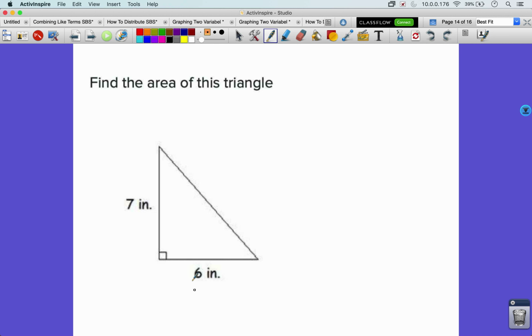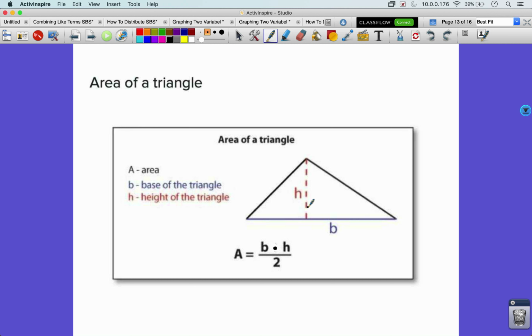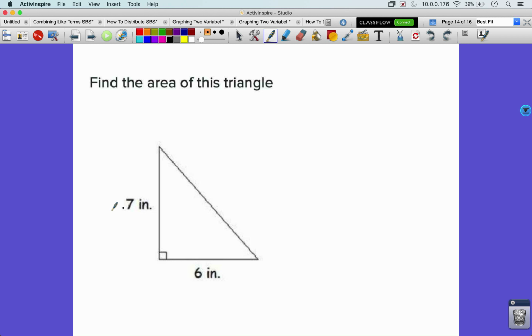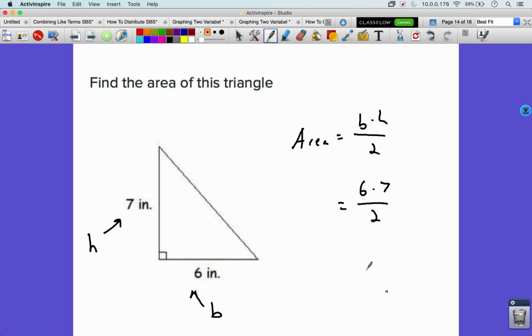Let's find the area of this triangle. When this meets at a right angle, then this side length is the height. Otherwise, we use again a dotted line, and that's our right angle. All right, so we can use the 7 as our height. We can use the 6 as our base, and then the area equals base times height divided by 2, which equals 6 inches times 7 inches divided by 2. I won't write the word inches, but we'll know it's there, which equals 42 over 2, which equals 21.